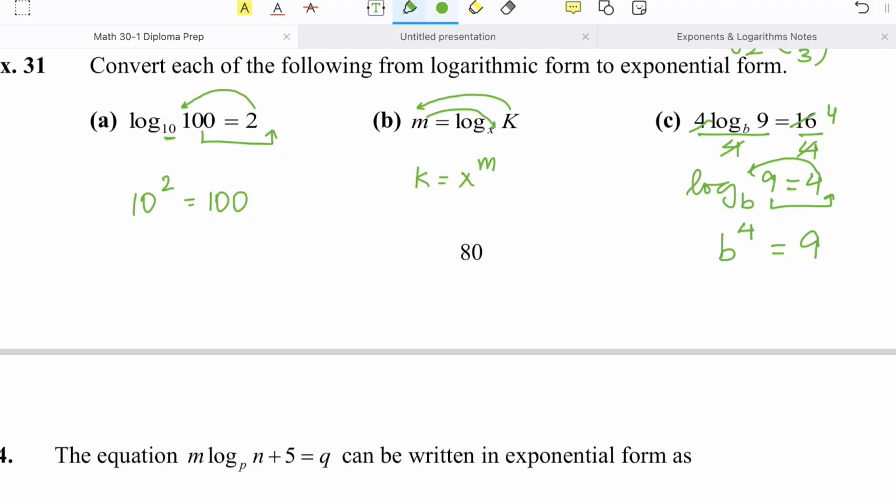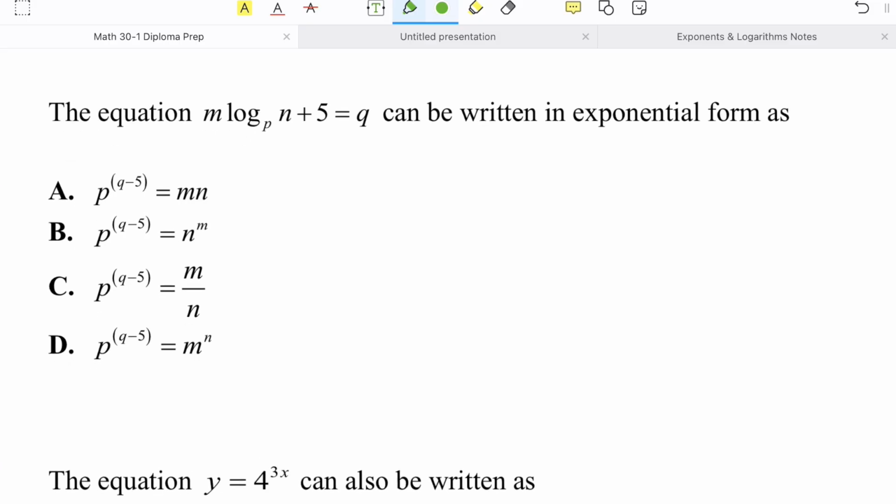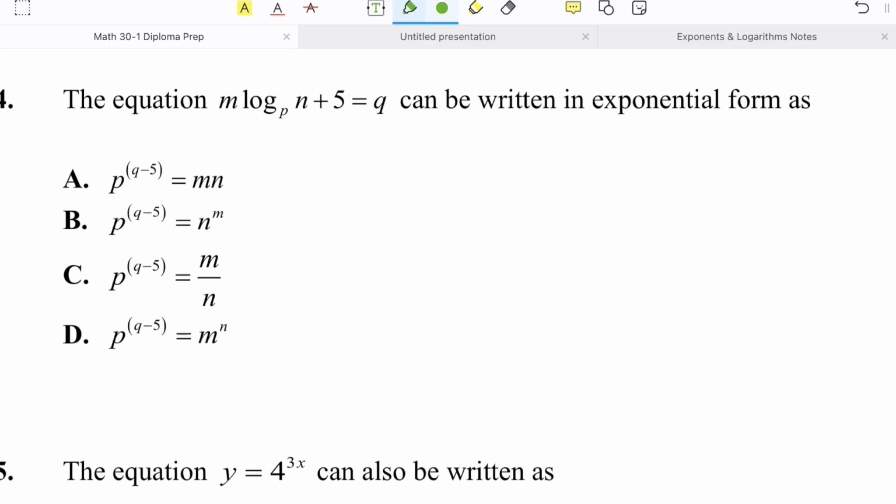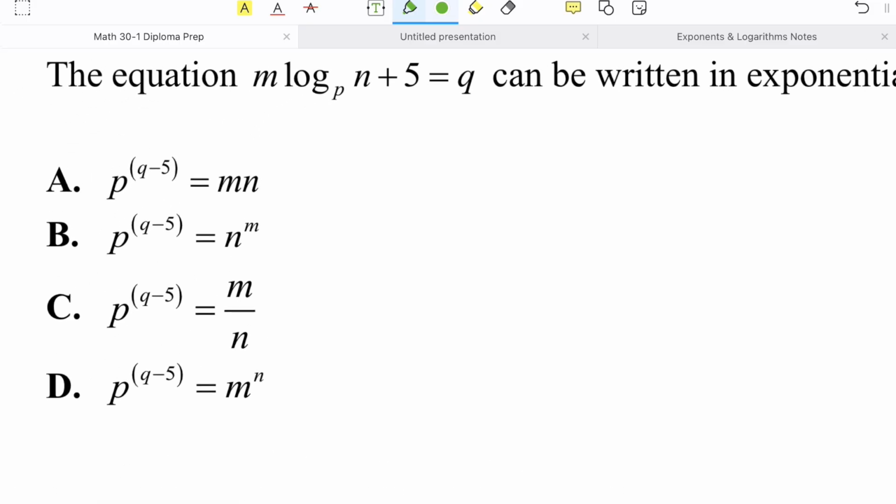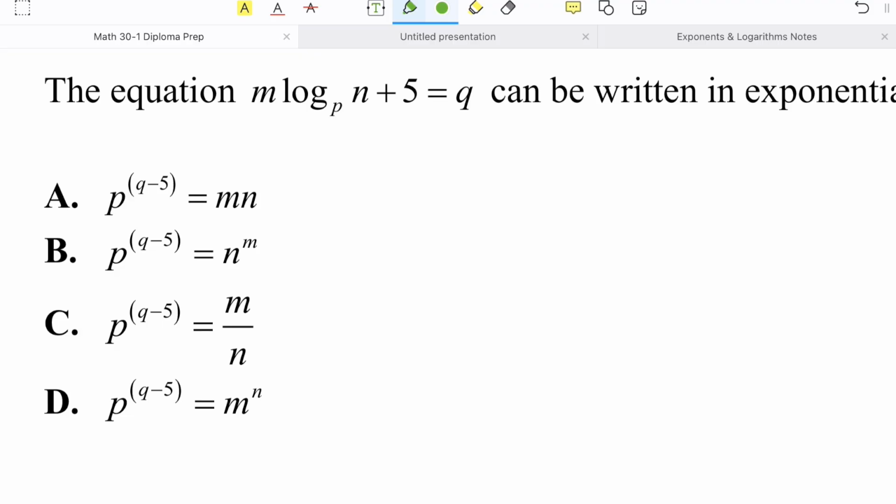is going to become your denominator. So now this is an equation given to us. We need to figure out how we'll write it in exponent form. Let's try doing this question. We want to isolate our log, right?